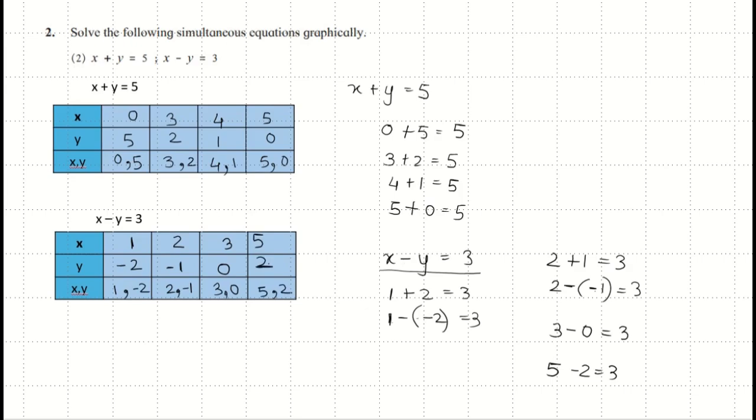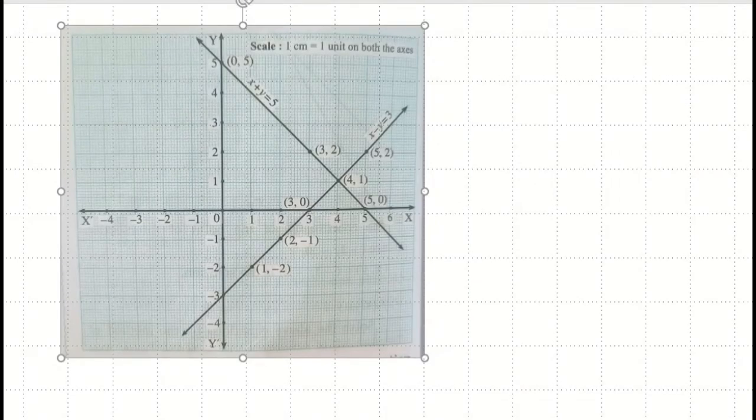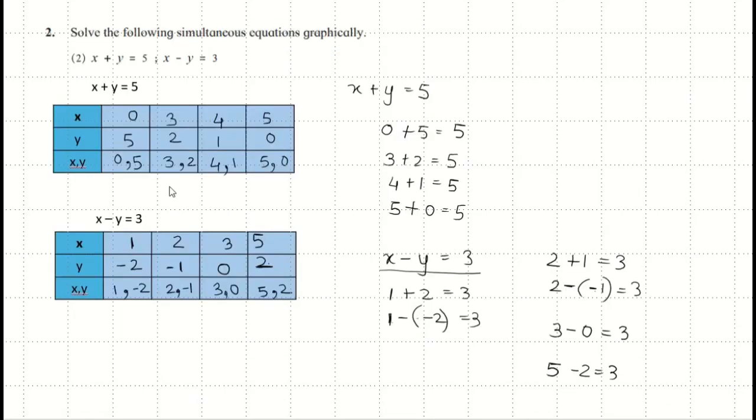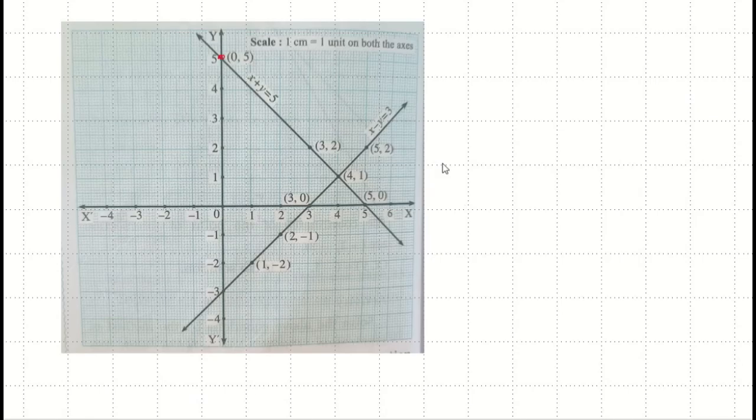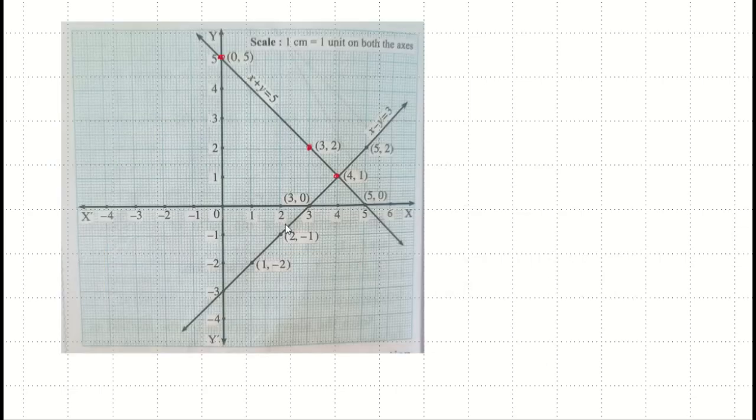Placing these on a graph, first one is 0 comma 5. Place these numbers on the graph. 0 comma 5, here it is. Second is 3 comma 2 and 4 comma 1. 3 comma 2 is here. 4 comma 1 is here. And 5 comma 0 is here.